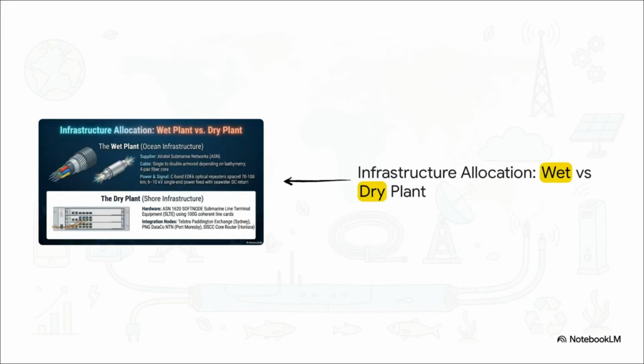To fully grasp this architecture, we have to compartmentalize the infrastructure into two totally distinct environments: the wet plant and the dry plant. The wet plant, which was supplied by Alcatel Submarine Networks, is exactly what it sounds like. It's in the ocean. It includes the armored fiber, the C-band optical repeaters spaced every 70 to 100 kilometers, and the high-voltage power feed equipment. In contrast, the dry plant is the shore-based infrastructure, specifically the ASN 1620 Softnode submarine line terminal equipment, or SLTE. This is where the submerged fiber integrates with the terrestrial core routers in Sydney, Port Moresby, and Honiara.